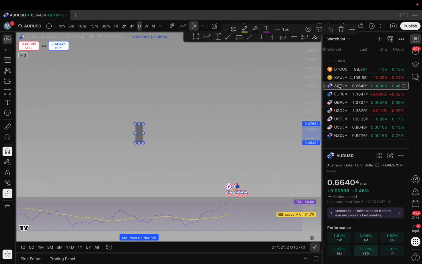That's why he has multiple pairs, and these are his pairs that he suggested: AUD USD, EUR USD, GBP USD, USD CHF, USD JPY, USD CAD. Oh no, this one is USD CAD, and this one is USD Swiss franc CHF, and this one is New Zealand dollar, NZD USD. So back to the strategy.